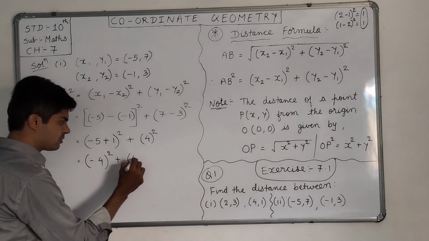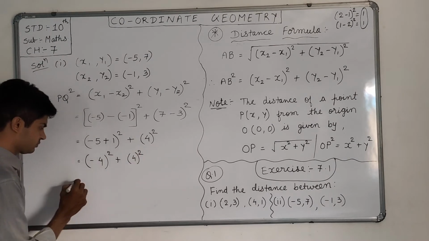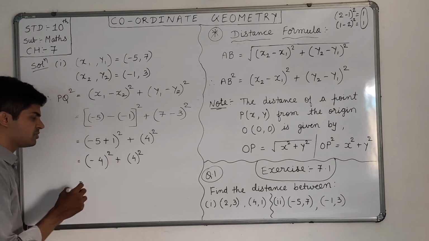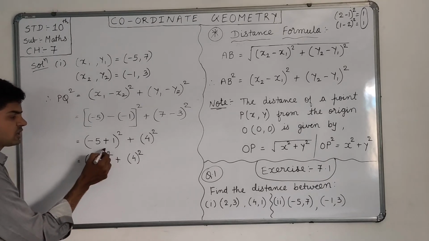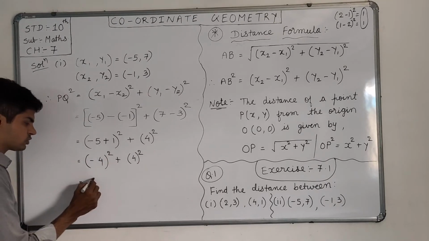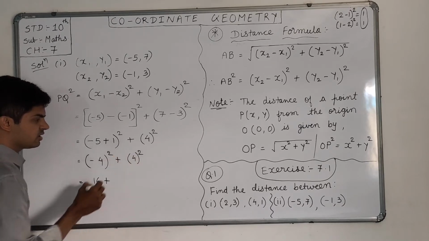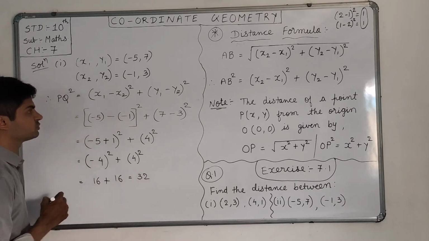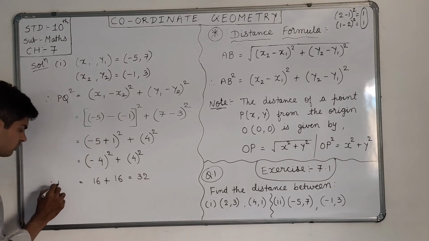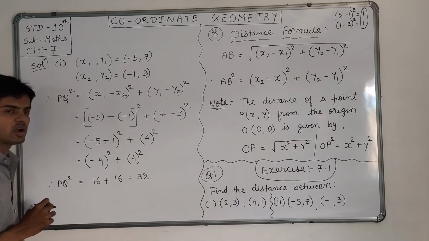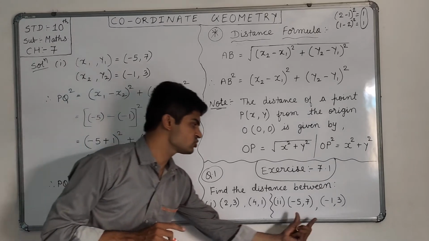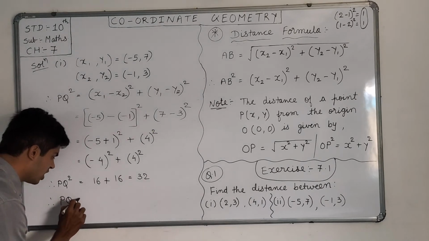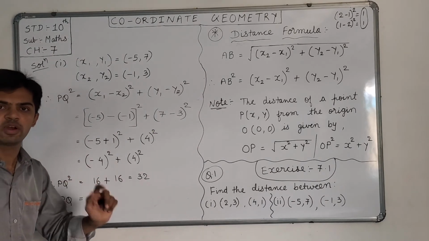Okay, so here I am writing 4 square again second time. Minus 4 square means it will be positive, right? Because here the power is an even number, so minus 4 square is 16 and 4 square is also 16. If you add, it will be 32. 32 is the answer of PQ square. But we need to find the distance between these 2 points. It means we need to find PQ. हमें PQ find करना है, PQ square नहीं.